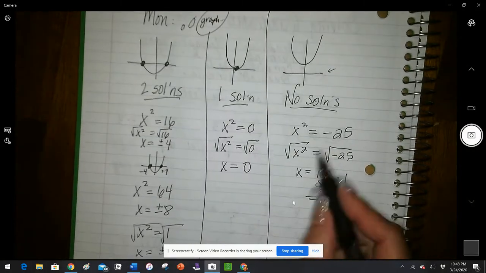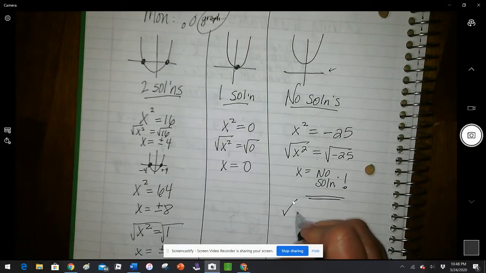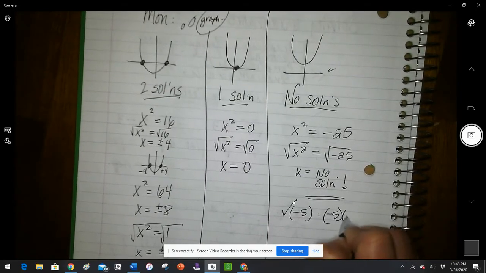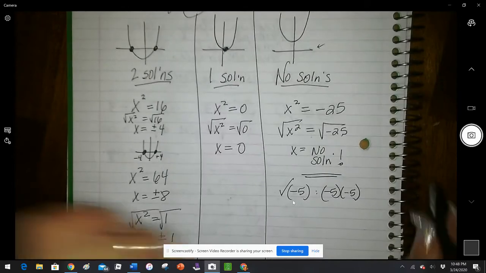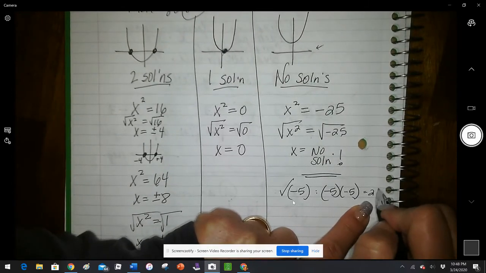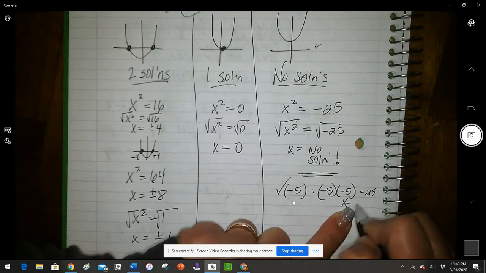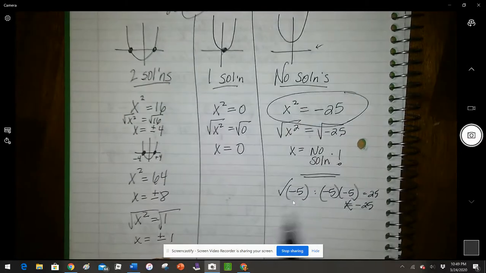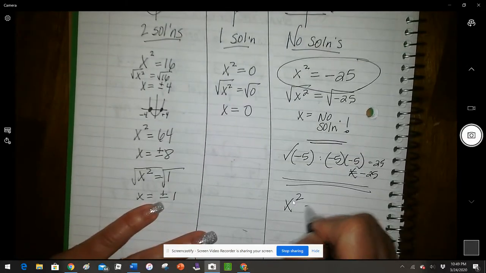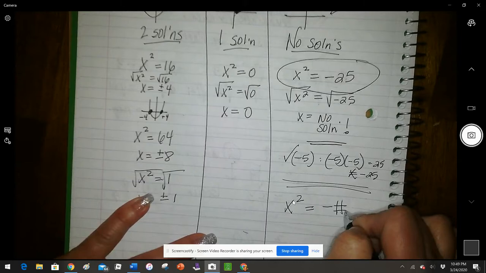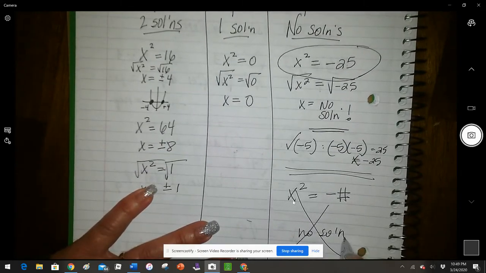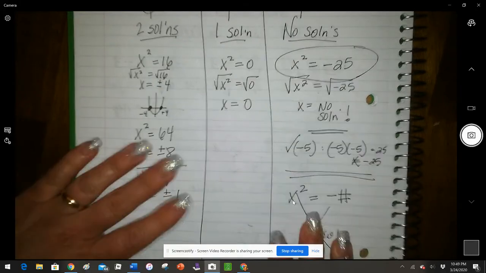Okay, there is no number that if I multiply it by itself 2 times, I'm going to get a negative 25. Let's just check negative 5. So what if I did negative 5 times negative 5? Well, I'm going to get a positive 25, not negative 25, like the original problem said. Okay, so if you ever get x squared to equal a negative number, that's no solution.